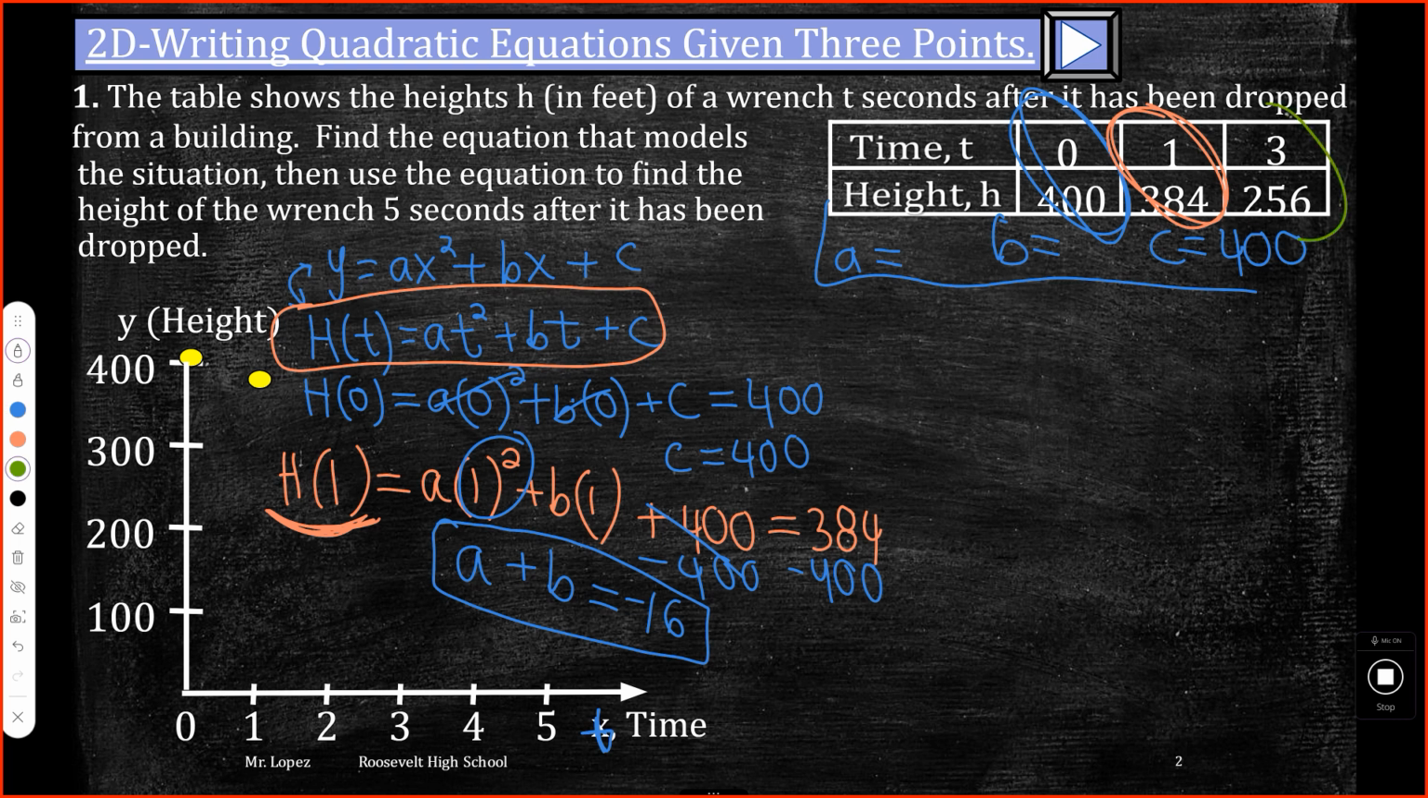Let's use this one. The height at 3 seconds is equal to A, what do I plug in for T, plus B times T. What do I plug in for T? And I already know what C is, because C is 400. It has to equal, what is the height at 3 seconds? It's 256.